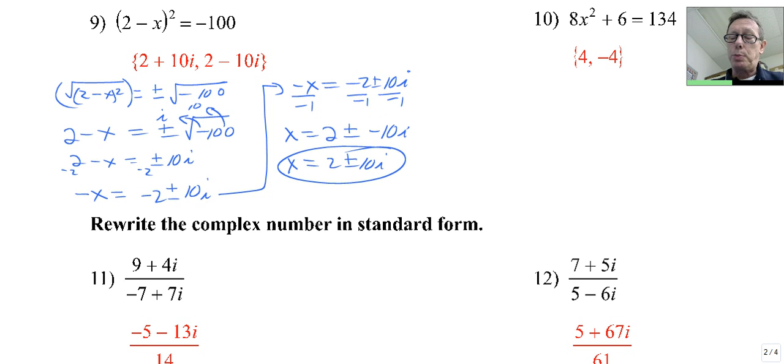Okay, let's move on to the next problem. Once again, we see that we don't have an x term. As long as I can get all the numbers on one side and the part that's squared, which is just the x squared, not the 8, as long as I can get the x squared alone, I can take the square root of both sides. So my first step is to move the 6 over, so I'm going to subtract 6 from both sides, and that would leave me 8x squared is equal to 128.